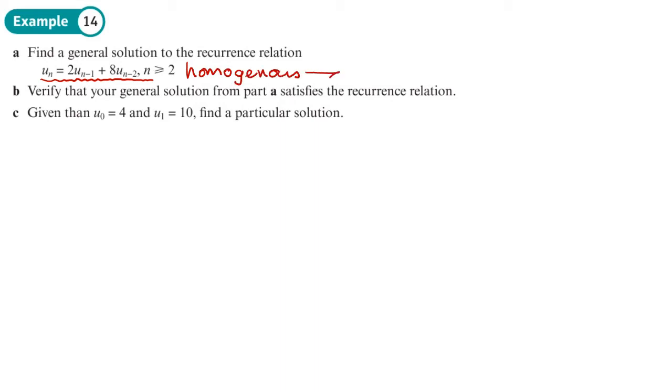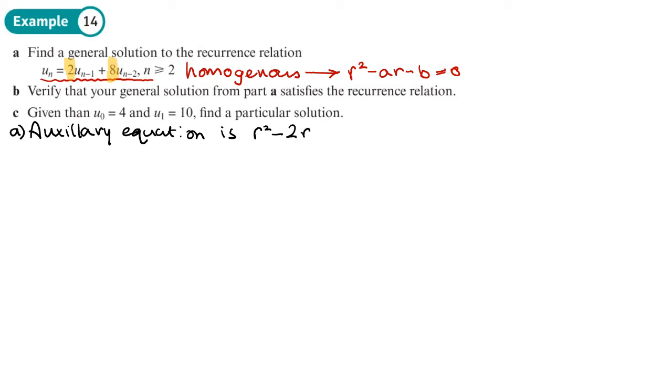So that means we form the characteristic equation, the auxiliary equation, which is going to be r squared minus ar minus b equals 0. So let's do that first. So the auxiliary, or the characteristic equation, is r squared minus a. Now a is 2, so it's the number in front of the u_{n-1} term, and 8 is going to be b. So it's r squared minus 2r minus 8 equals 0.